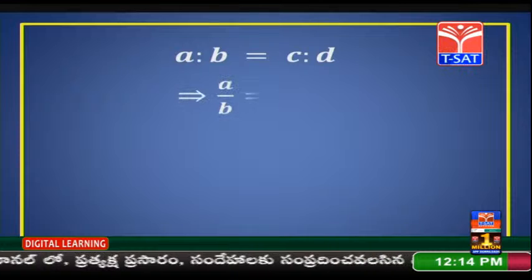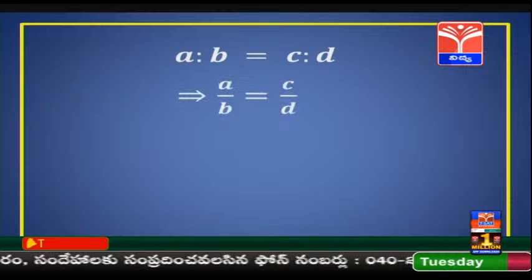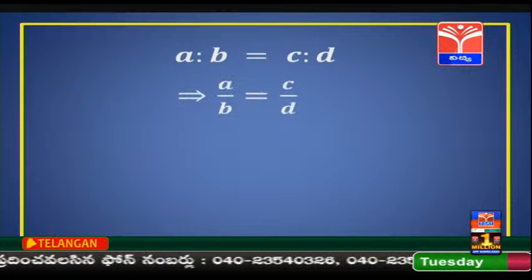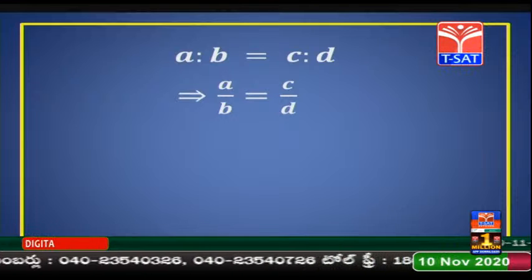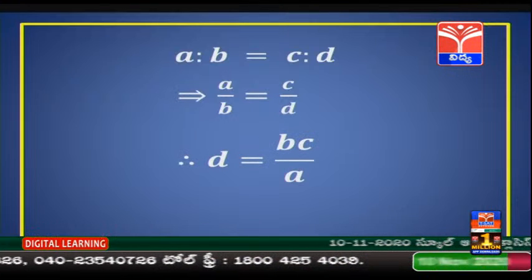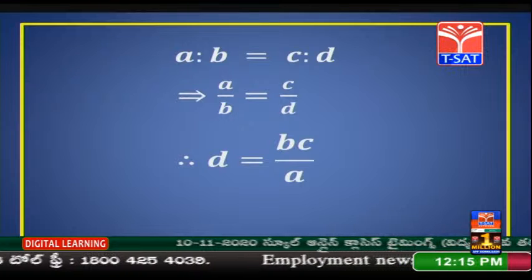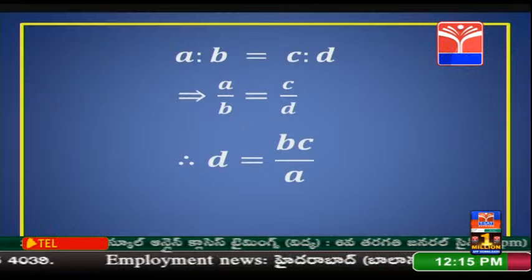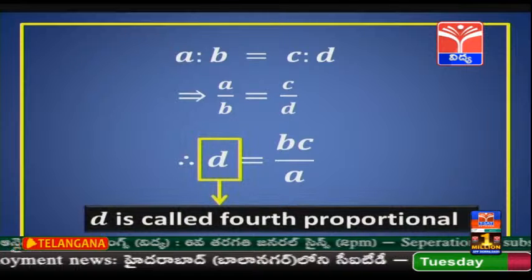Now, let us consider A is to B equal to C is to D, which implies I can write A by B is equal to C by D. From this, what is the value of D? Yes, it is B into C divided by A. Now, this D is called the fourth proportional.